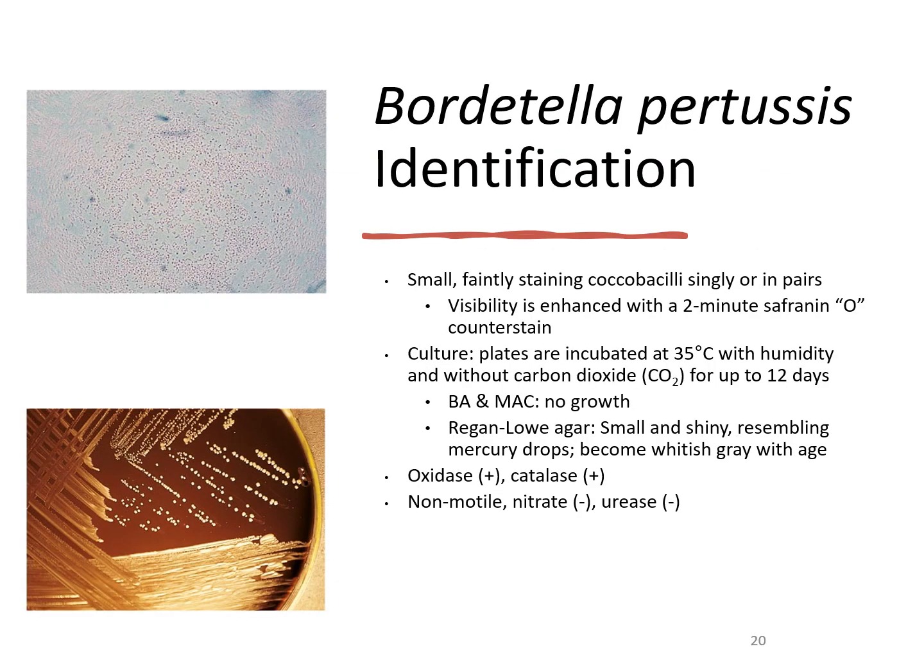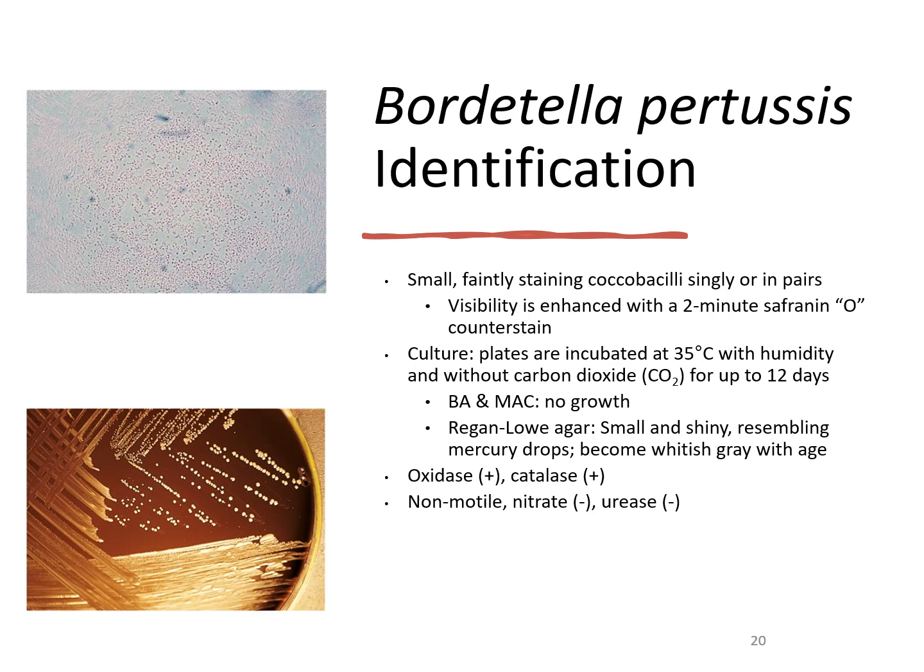If we were to look at it in a microscope, it would be very small, faintly staining coccobacilli. They can be singles or pairs. And because it is difficult to stain, it can be enhanced with a 2-minute safranin O counterstain. These cultures do grow at 35 degrees Celsius with humidity without carbon dioxide for up to 12 days, so they can take a little while to grow.